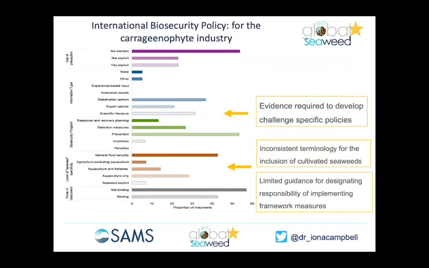As part of our research, we looked at the content of biosecurity policies for the carrageenophyte industry, and evidence required to develop specific policies was often lacking for these to become specific and be more efficient for the seaweed industry to implement. There was also inconsistent terminology for how seaweeds were included in different policies, and also very limited guidance on who would be implementing different measures in the production of seaweed.